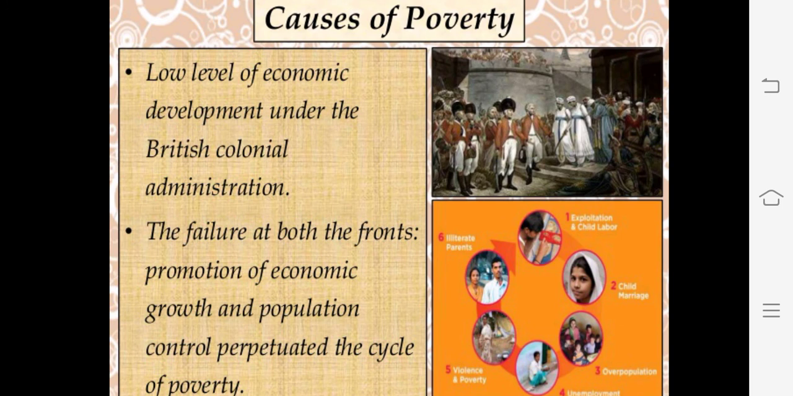The failure on both fronts, promotion of economic growth and population control, perpetuated the cycle of poverty. There was no economic growth, there was a low level of economic development. And on the second front, population control: population was increasing day by day. So this perpetuated the cycle of poverty. Economic growth was less, but population was increasing day by day.